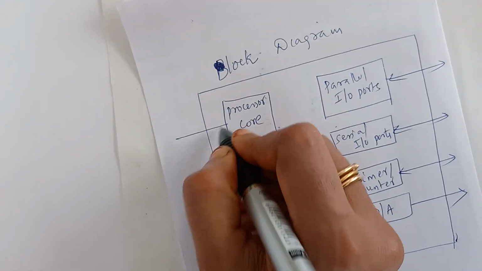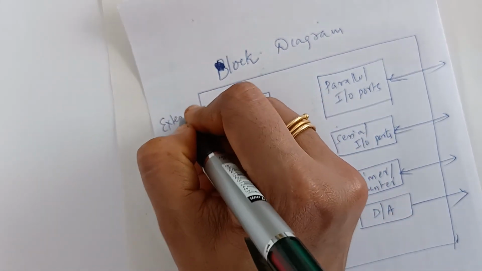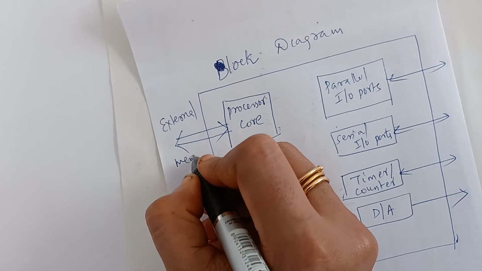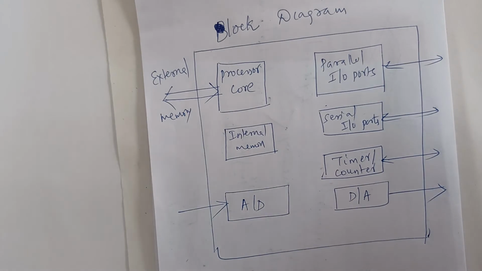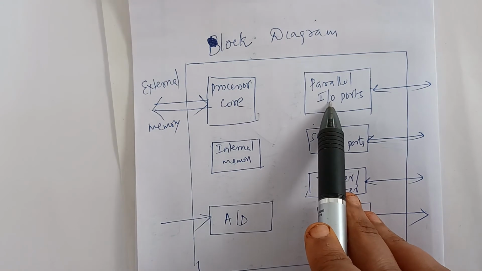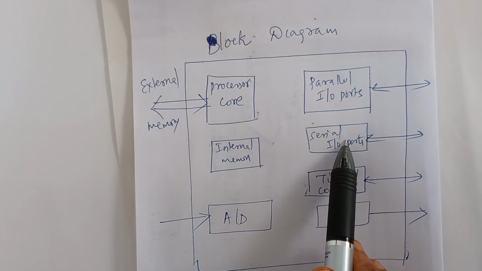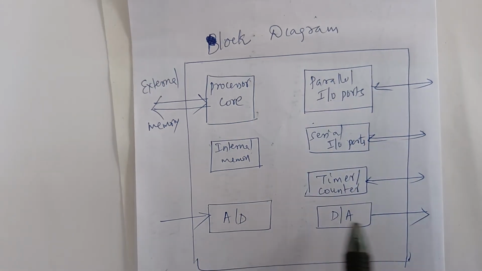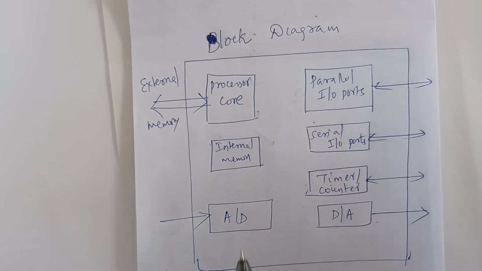And we are going to connect our processor to the external memory. So this is the block diagram of an embedded processor. What are the main parts? There is a processor core, there are parallel input output ports, then there is internal memory, then serial input output ports, then A to D conversion, D to A converter, and one of the most important is our counter or timer. These are the main parts.